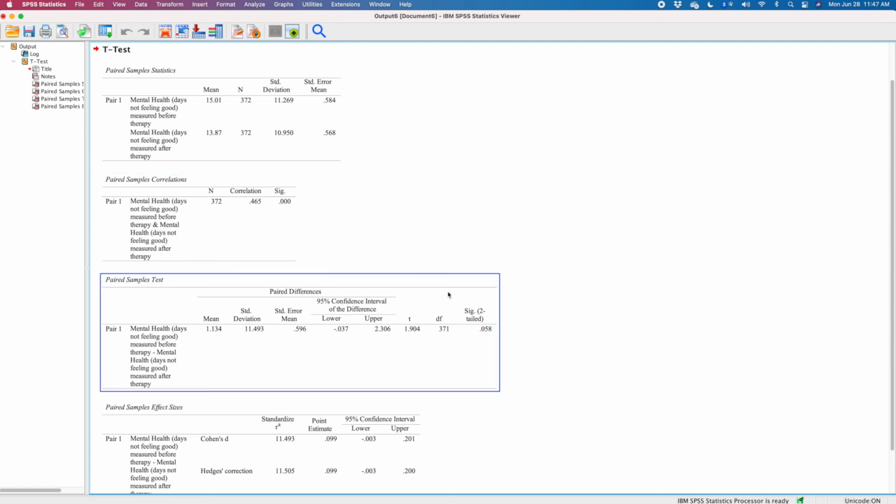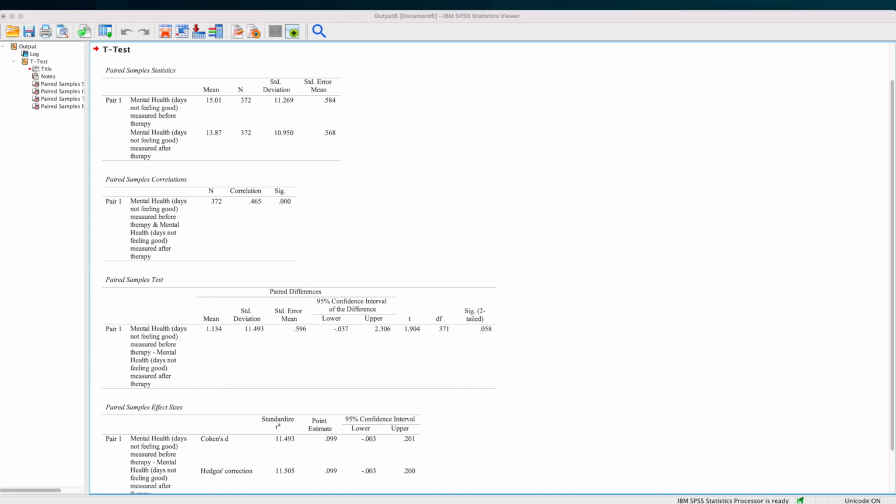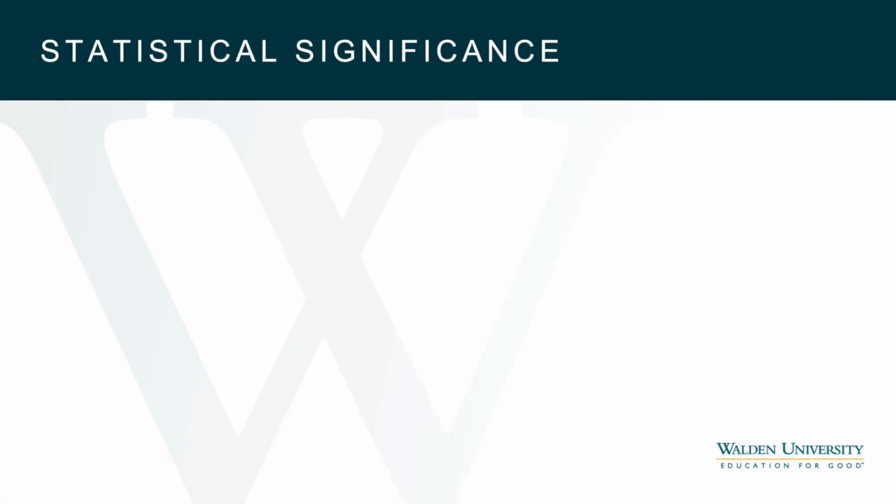And here are my results for the greater population. I can see here that my sig 0.058 is slightly above this threshold of 0.05. Let me bring up that slide again on how we interpret this so that you get that extra piece of practice out of it. And here is that slide again.